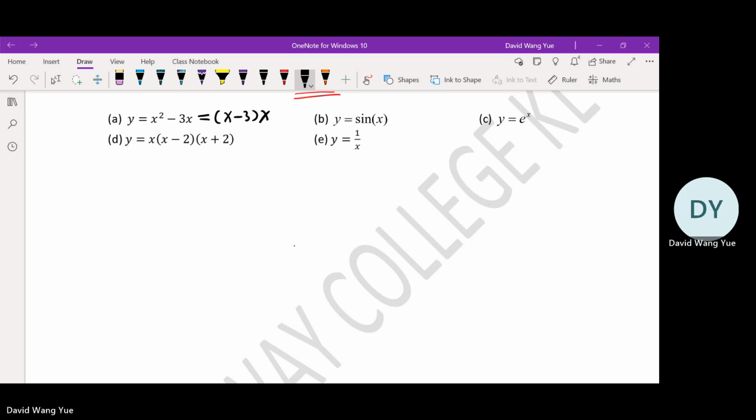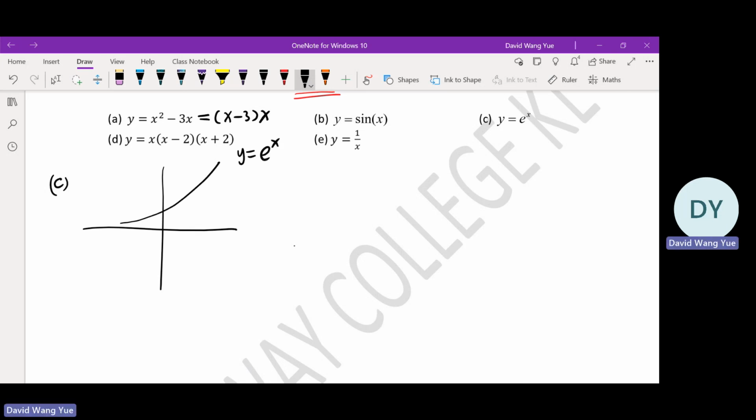Next, e to x. You notice that to do this chapter, you must be very familiar with the functions. For each type of function, you must know how the graph looks like. This is e to x. Now, e to x is the same as absolute value of e to x, because the whole function lies above the x-axis. So y equals e to x and y equals absolute value of e to x make no difference.